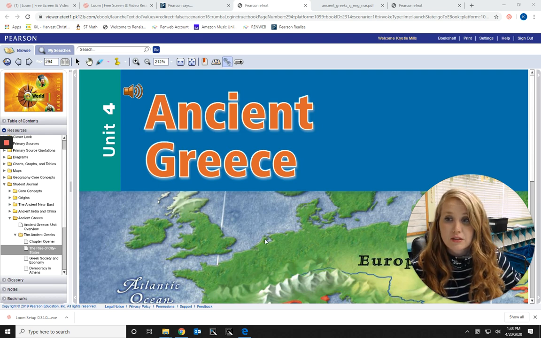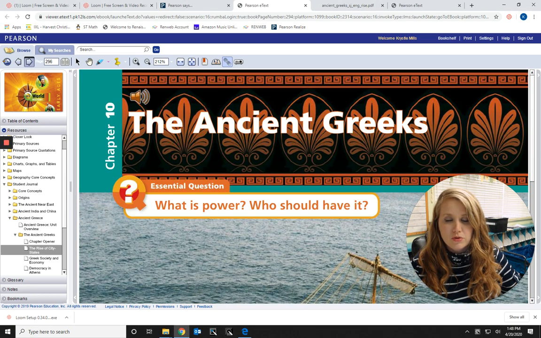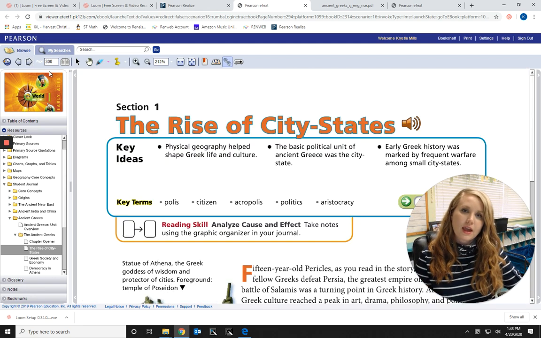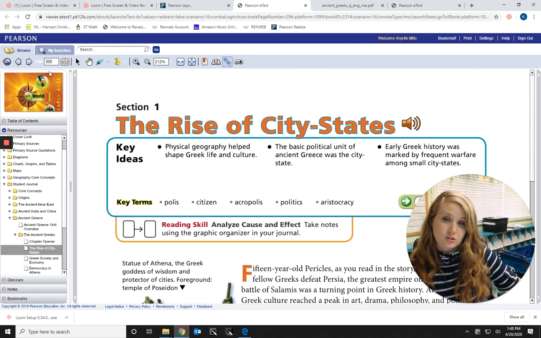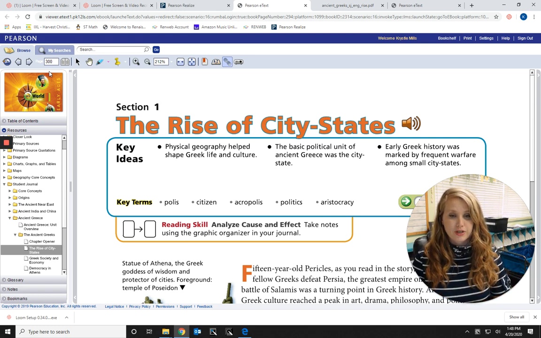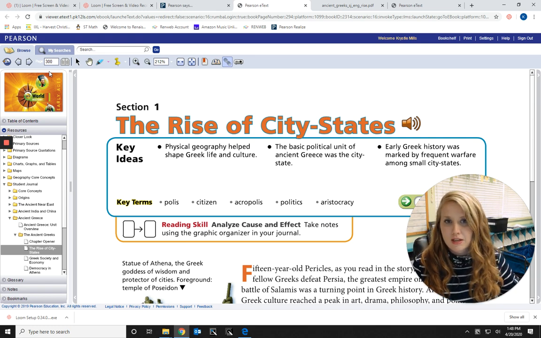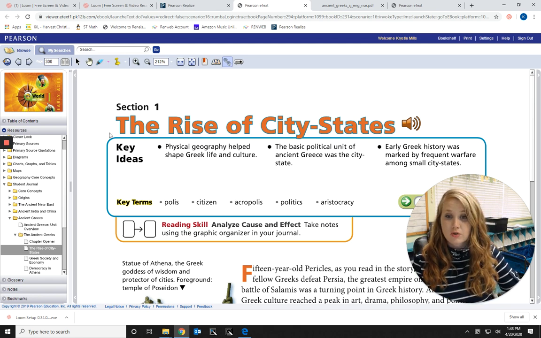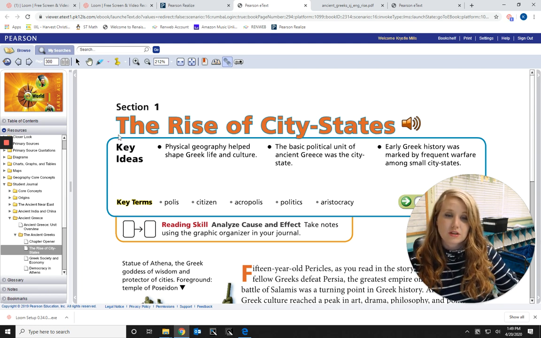Today we're going to be taking a look at section 1, and I'm going to show you how you can preview the text. So what are some things that you should be doing as you're going through the text selection before you start reading? So all of this happens before you read. And again, this is just like we've done with any other section in history throughout this year. So the first thing you're going to do is you're going to notice any titles, subtitles, headings, and then obviously looking at these key ideas and key terms here at the top.